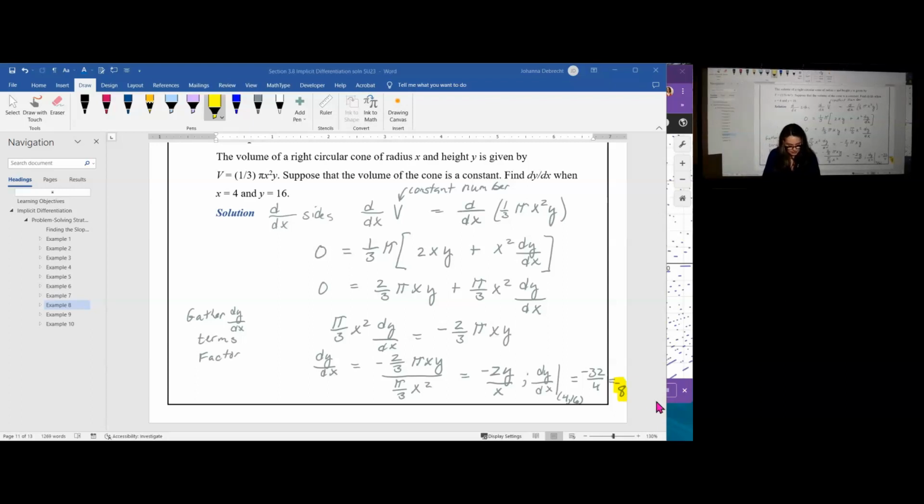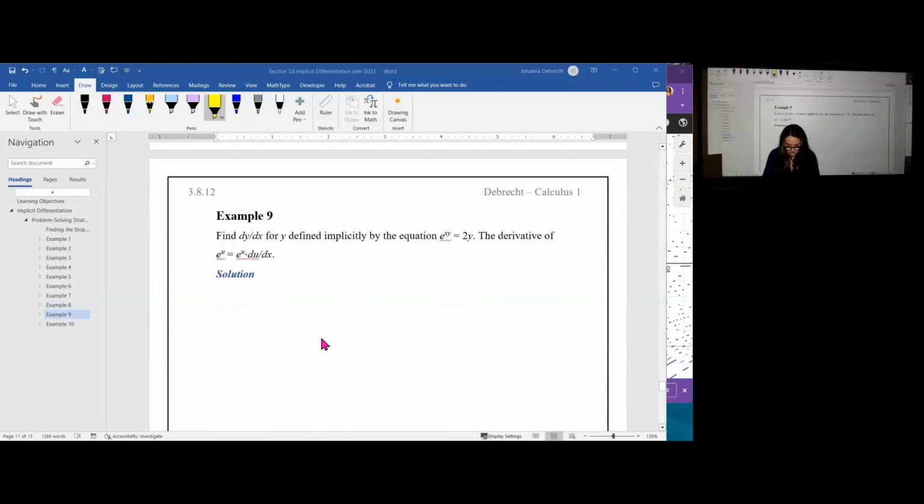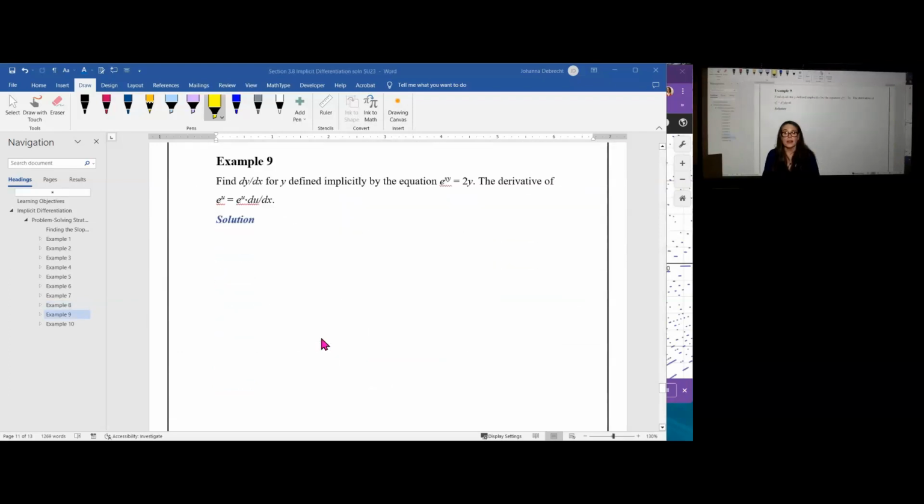Let's now take a look at example number 9. In example 9, we have an exponential. This is actually one section early, but I hate to miss the opportunity to do implicit differentiation with an exponential. So I've given you the formula for the derivative of the exponential here. The derivative of e to the u with respect to x is going to be e to the u du/dx. That's the one with the chain rule built into it.